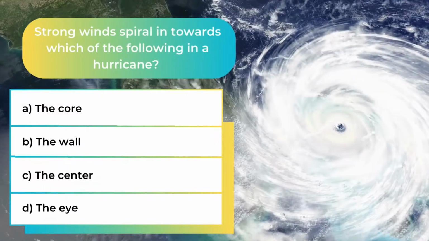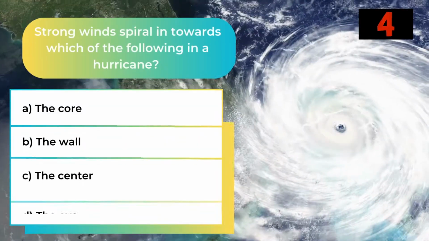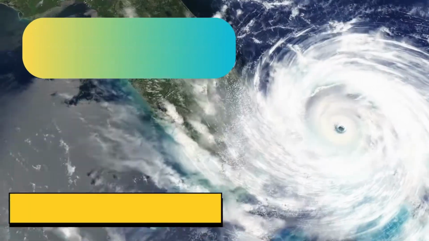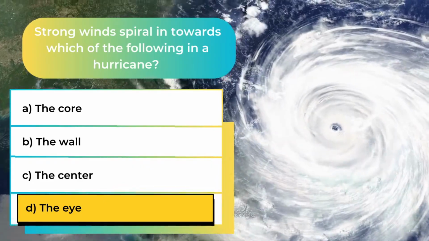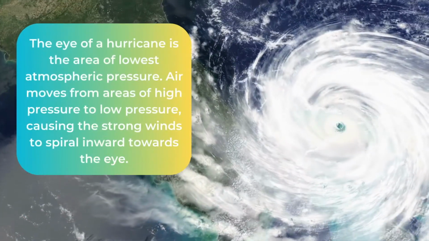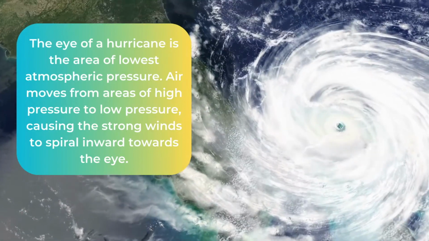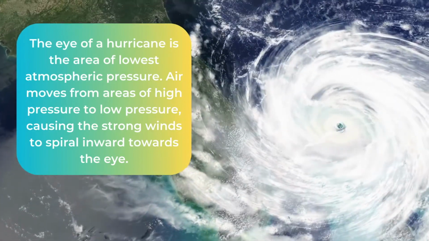Strong winds spiral in towards which of the following in a hurricane? The answer is D. The eye. The eye of a hurricane is the area of lowest atmospheric pressure. Air moves from areas of high pressure to low pressure, causing the strong winds to spiral inward towards the eye.